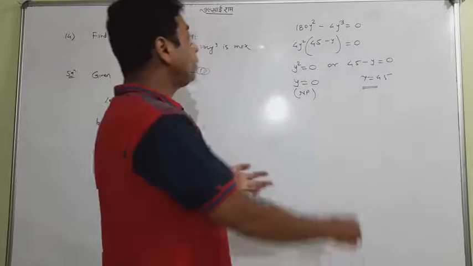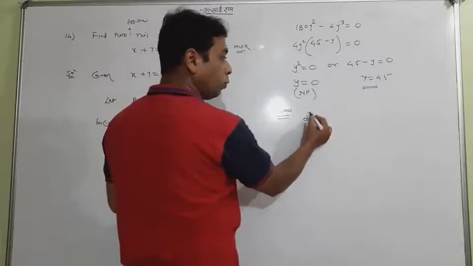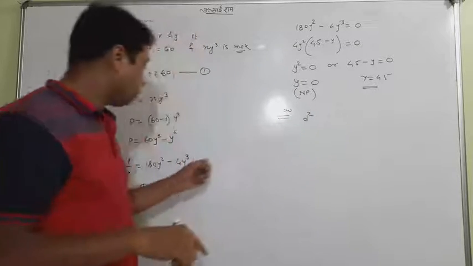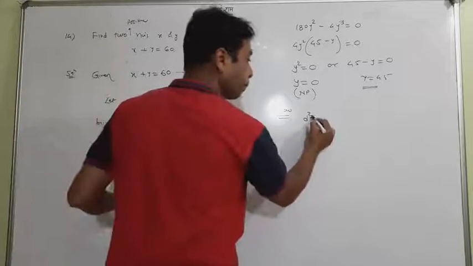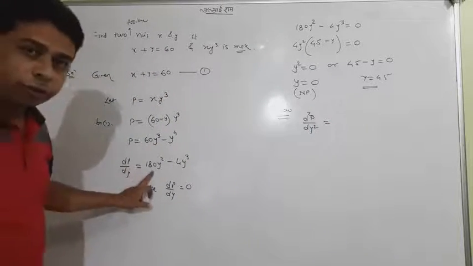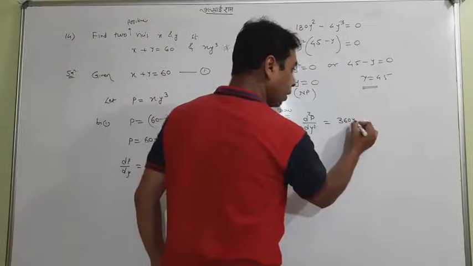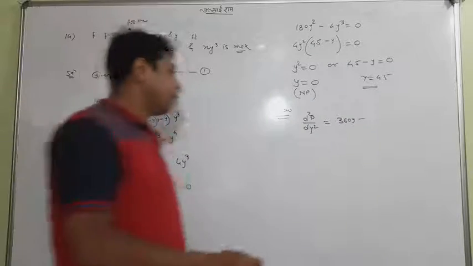So now we will check for the maximum condition. For checking, what do we do? Second derivative test. d square p by dy square is equal to: do the differentiation again. It's going to be 360 y minus 12 y square.